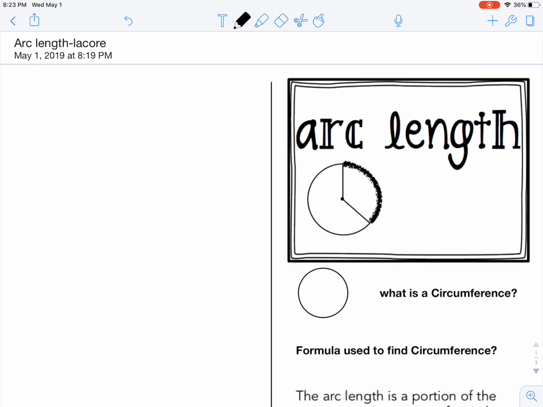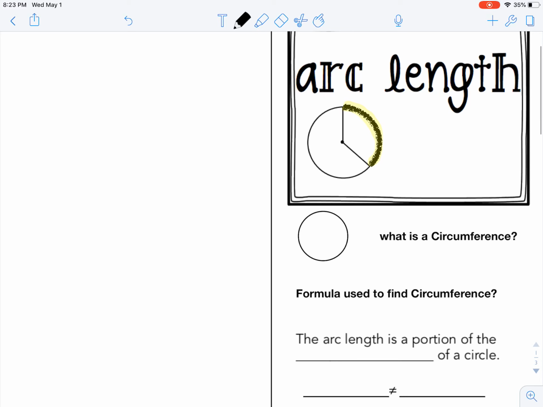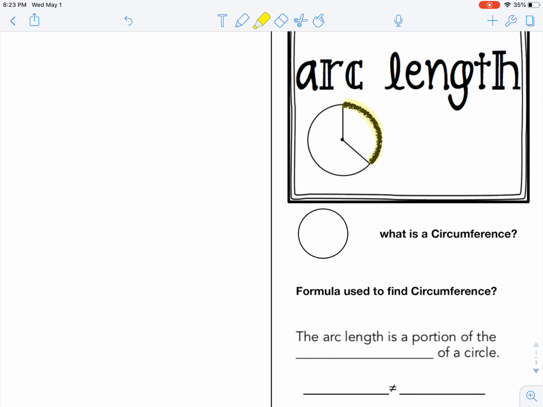So with our arc length, we're talking about part of a circle that we want to find. I want to highlight here in yellow that we want to find how long that is. Before we dive into the formulas and how to find that, let's look back and think about some things that we've already learned about, or you should have learned about.